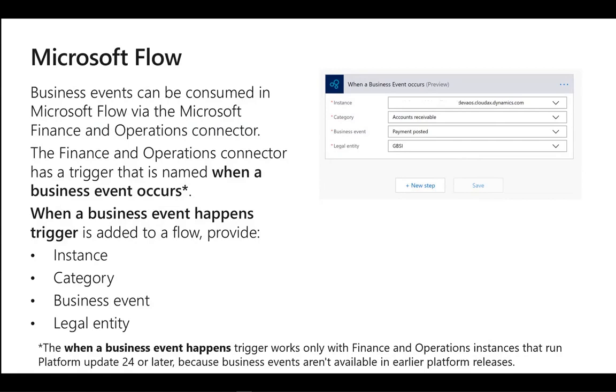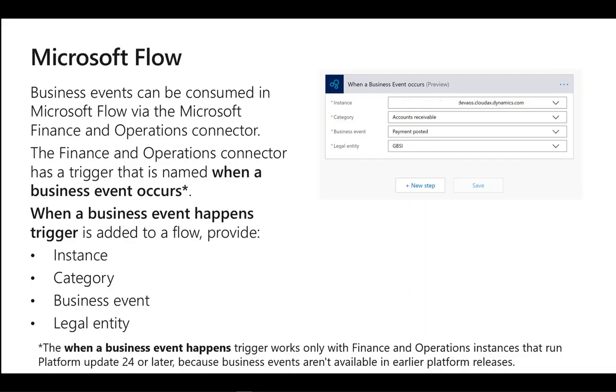Business events can be consumed in Microsoft Flow via the Microsoft Finance and Operations connector. The Dynamics 365 Finance and Operations connector has a trigger that is named When a business event occurs. This trigger can be used to subscribe to any of the business events that are available in the instance of Microsoft Dynamics 365 for Finance and Operations.